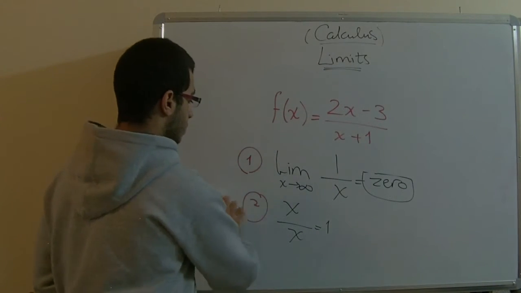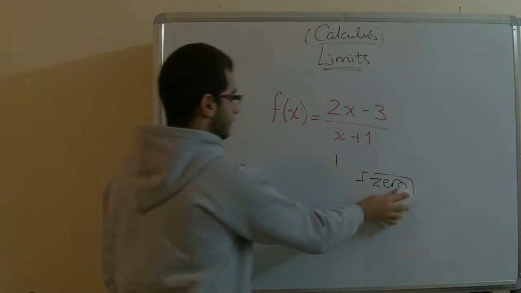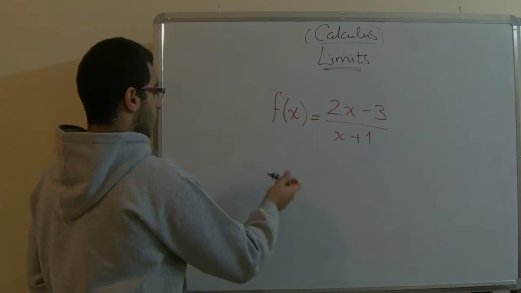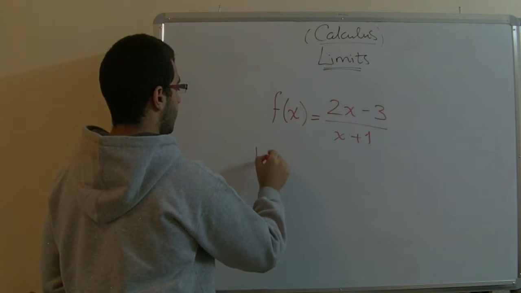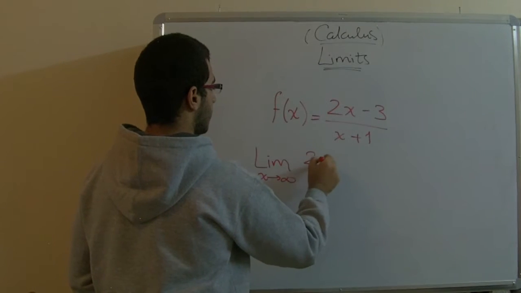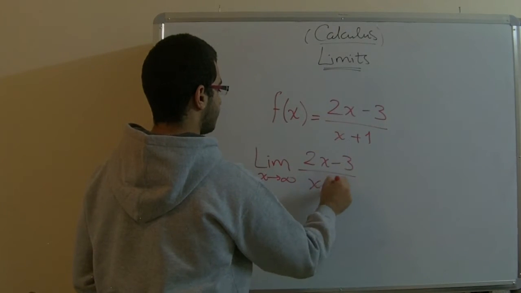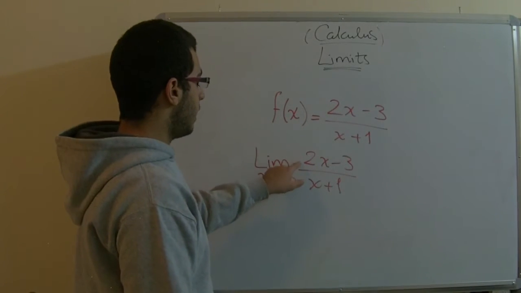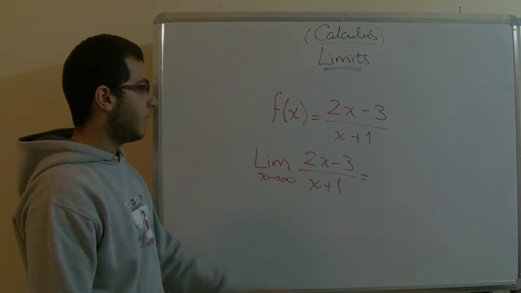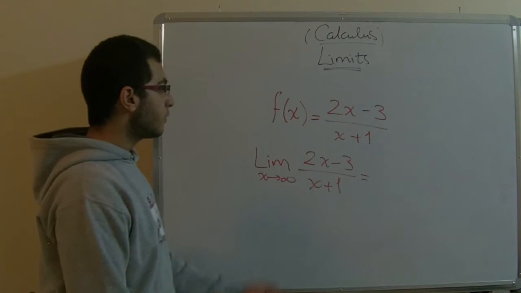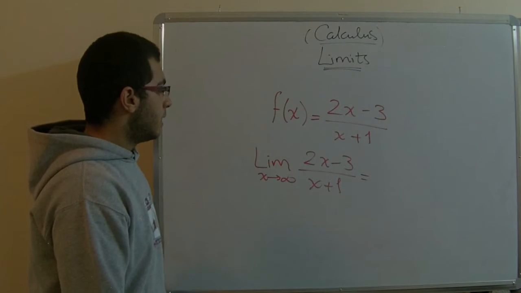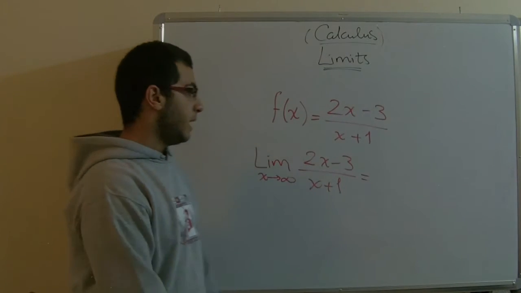So let's see how we could solve this problem. Alright, so we will write the limit as x approaches infinity of (2x - 3) over (x + 1). We will divide the numerator and the denominator by x. And of course, this wouldn't affect our answer because x over x equals 1, as if you have divided the expression by 1, so the answer wouldn't change.